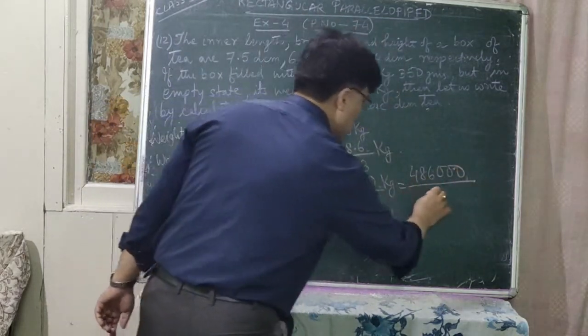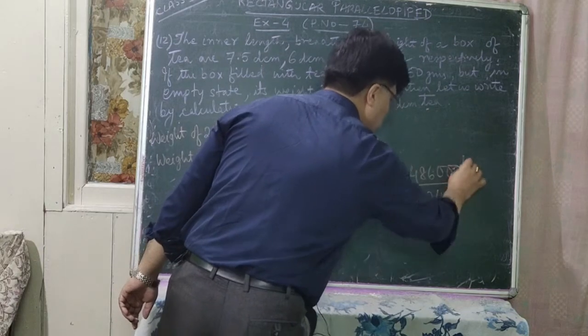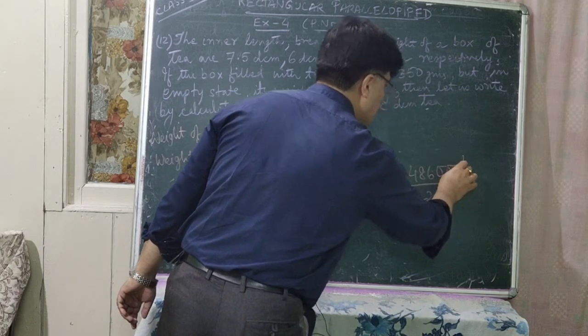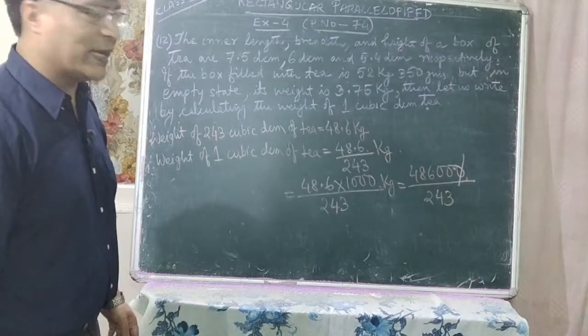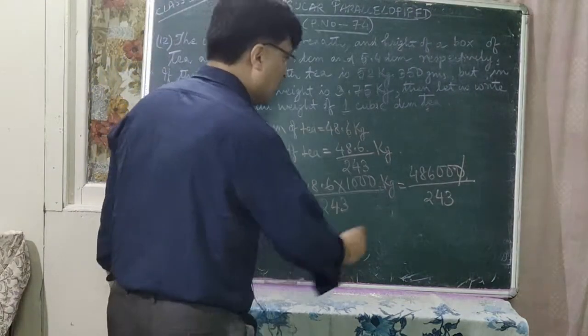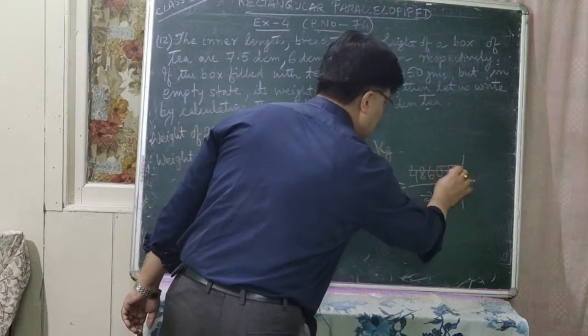Whole divided by this is your 243. That means after decimal point there is 1 zero. That 0 will be cancelled. Is that clear?